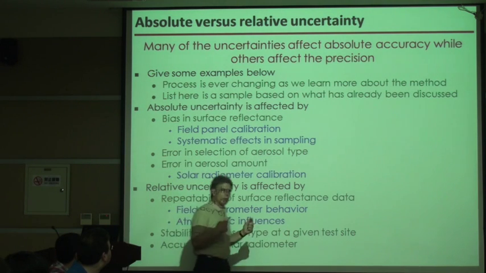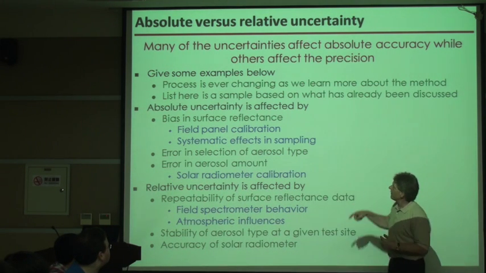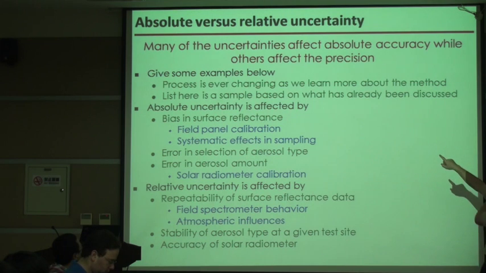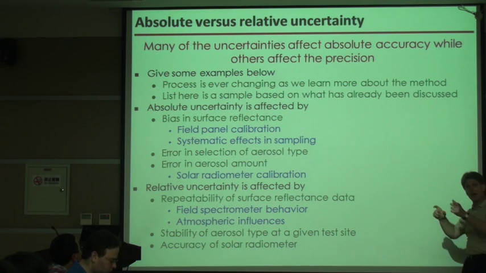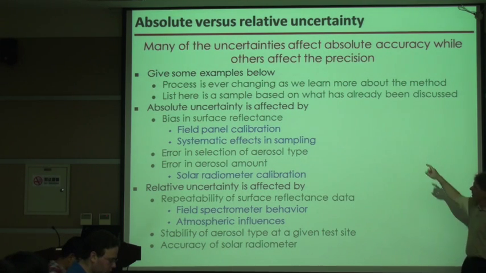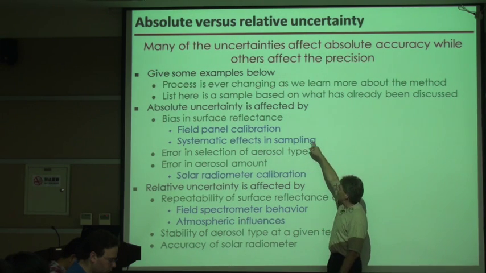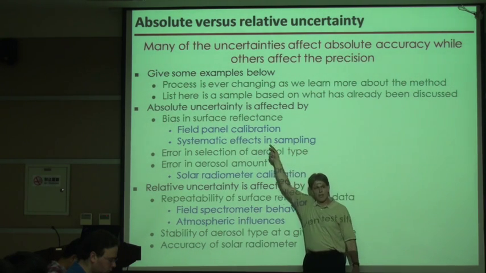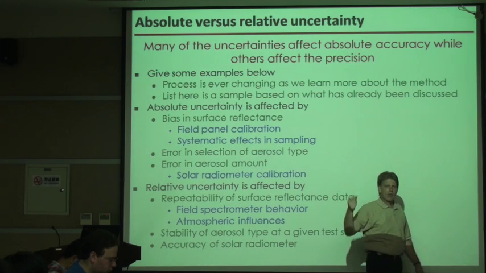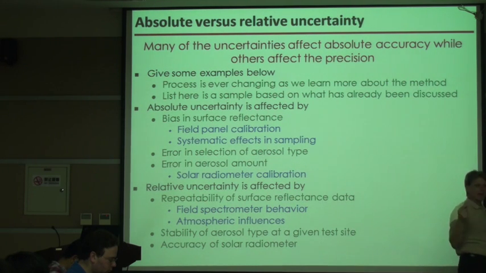So then the absolute and relative, I'll bring this up again. In terms of the reflectance-based approach, I have just a few of them. But the absolute accuracy, we can be affected in some terms, and then the others will impact our relative uncertainty. So using the example we have here, the absolute uncertainty is affected by my surface reflectance. I can have a bias or a systematic error in my panel BRF.